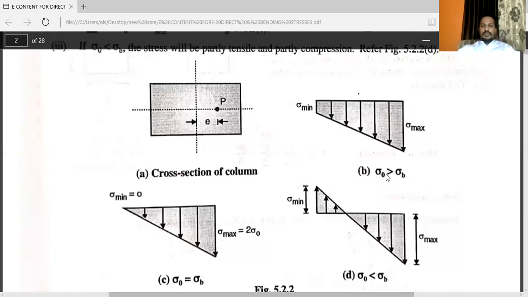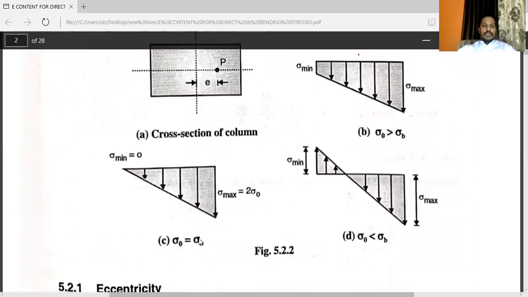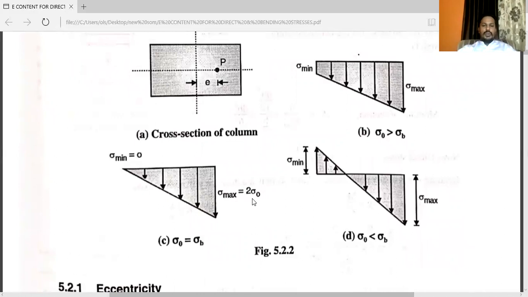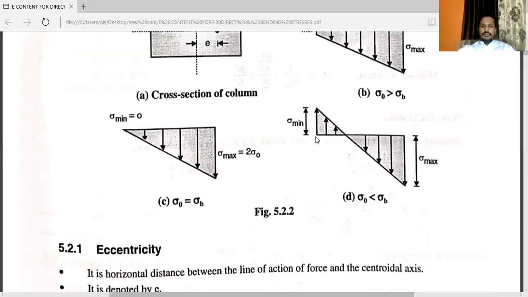In this diagram, sigma naught is greater than sigma b. In this diagram, sigma naught is equal to sigma b. You can see sigma min is equal to 0. Sigma max is equal to 2 into sigma naught. Here, if sigma naught is less than sigma b, you can see here, this is the sigma max, and this one is sigma min, since direct stress is less than sigma b.